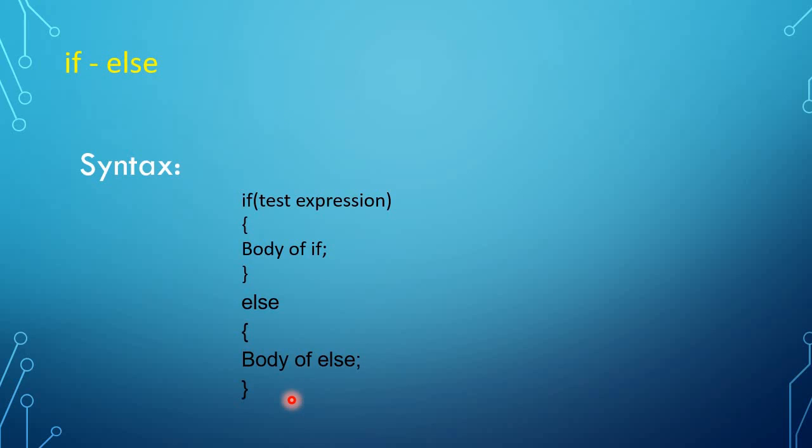Next one is if else. Here, when the condition is true, we have one part. Even if the condition fails, we have another part to execute within the if else block. That is, if the condition is true, then the body of if will execute, and after that the next instruction will be executed, skipping the else. If the condition is false, then the body of if will be skipped and the body of else will execute. After that, the next instruction outside the if else block will execute.